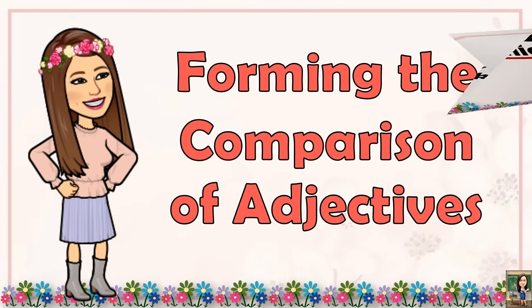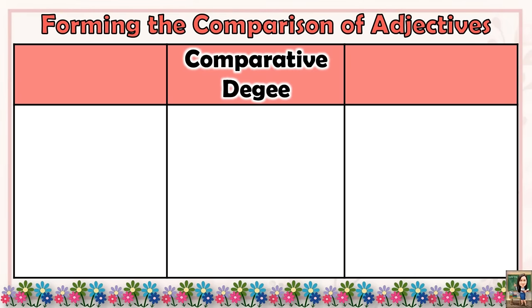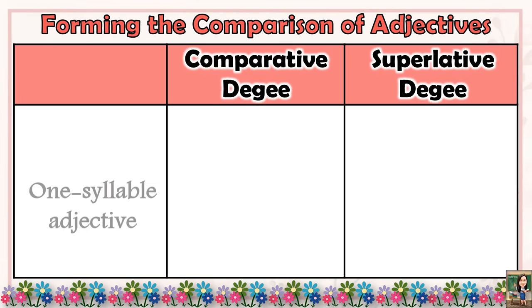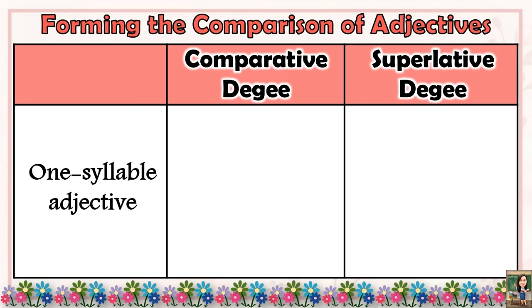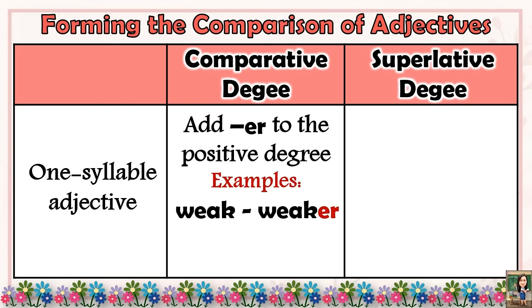There are rules in forming the comparison of adjectives. So let's learn about the rules of comparative degree and the superlative degree in one-syllable adjectives. In comparative degree, add ER to the positive degree. For example, weak, then in comparative degree, we add ER, so weaker. Weak becomes weaker. Then another example, near becomes nearer. We add ER.